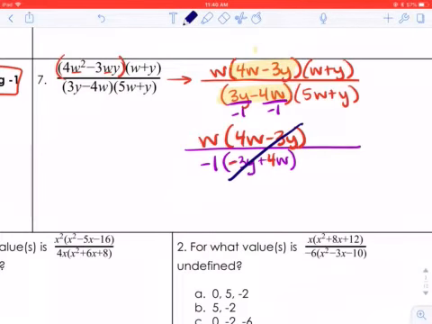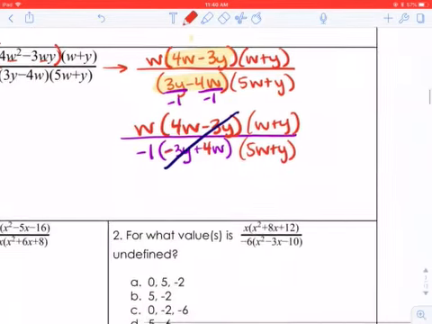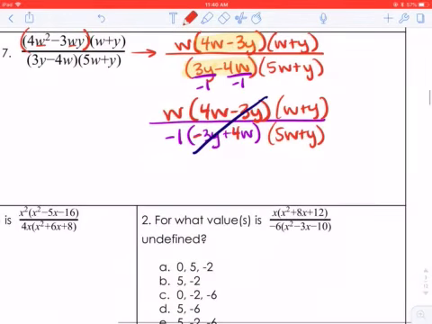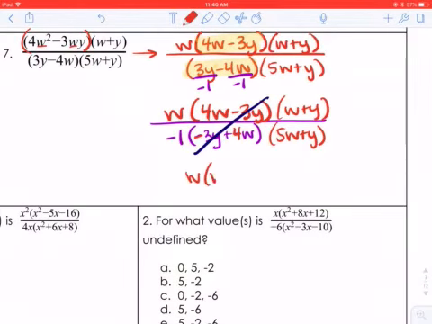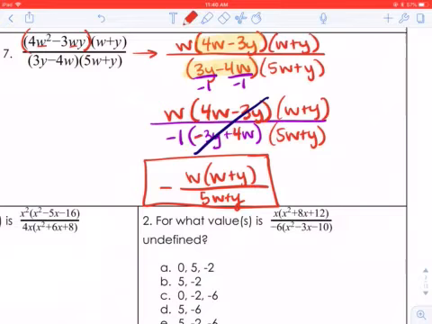I'm going to keep writing the things that I had from before, the w plus y, and the 5w plus y. So now I can see that those will simplify and give me w times w plus y over, I have negative 1, I'm going to just push the negative out in front, and then 5w plus y. That would be my answer there.